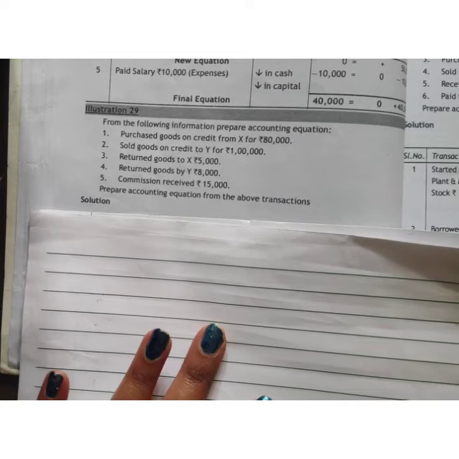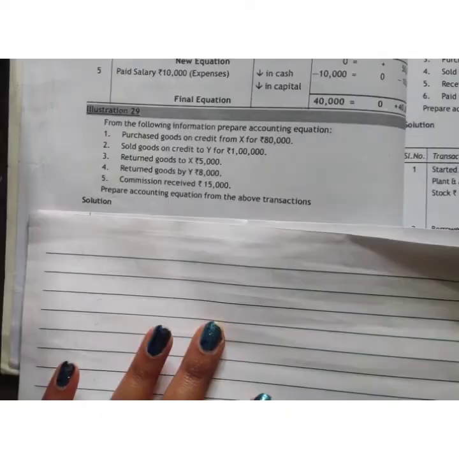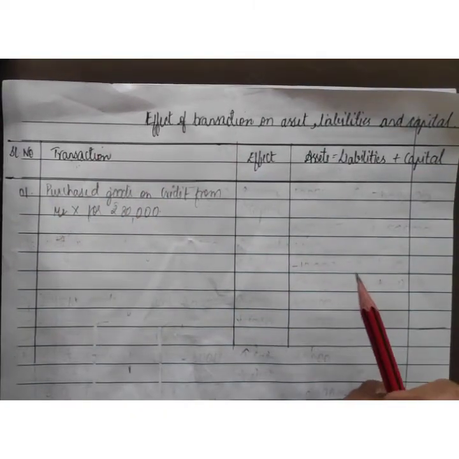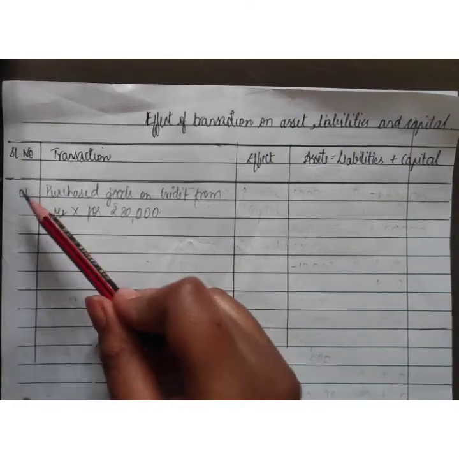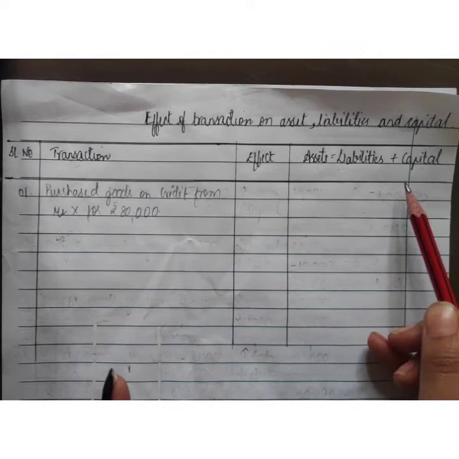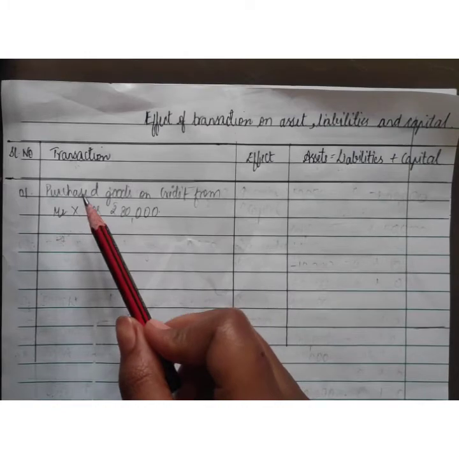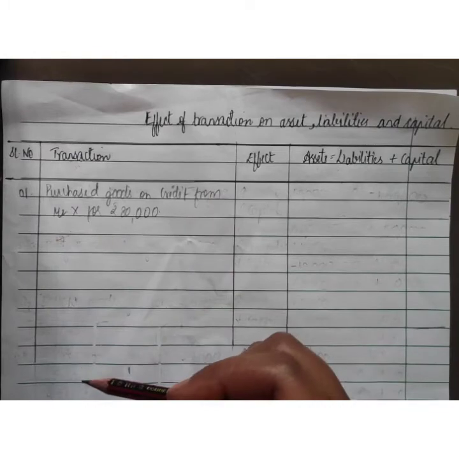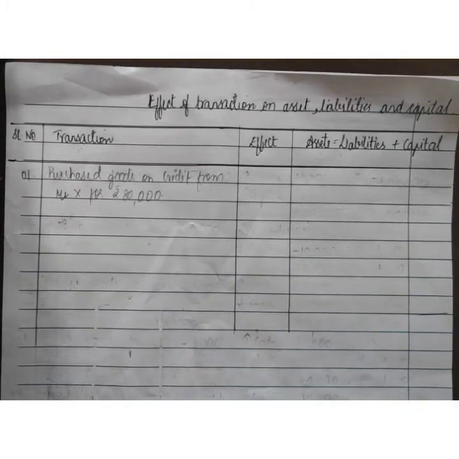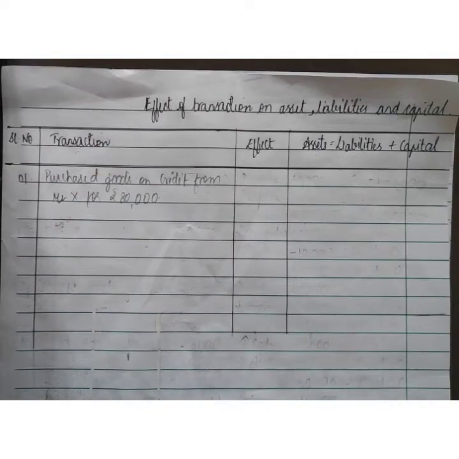Okay. So now let's start preparing the accounting equation from all the 5 transactions. I have put up the format as usual: effect of transaction on assets, liabilities and capital. Same columns: serial number, transaction, effect, asset equals liabilities plus capital. And I have also written the first transaction. The first transaction is that we are purchasing goods on credit basis from Mr. X for rupees 80,000, which means we have purchased goods, but we have not paid the complete money. Clear?